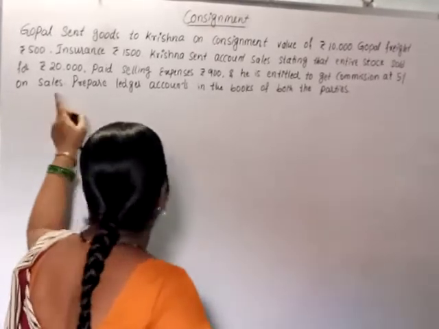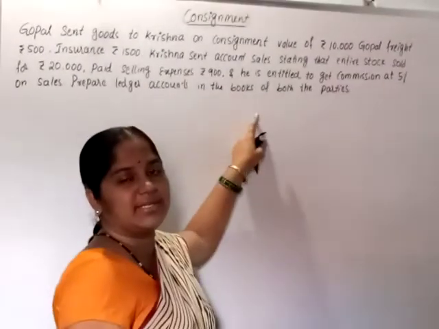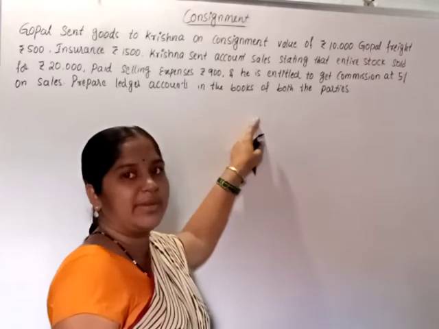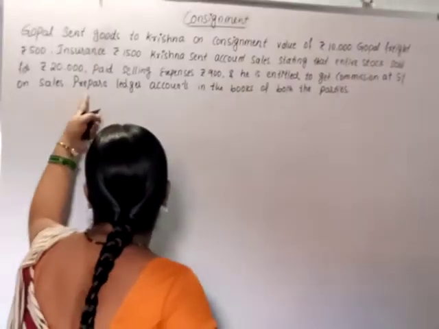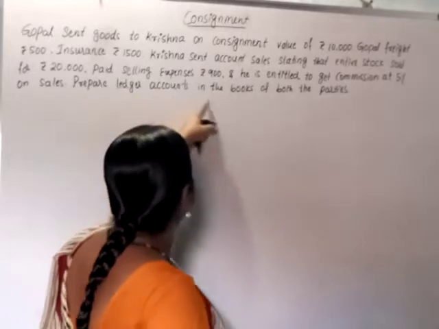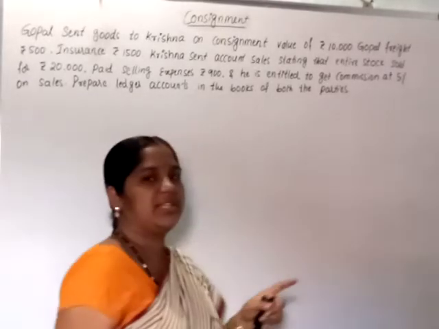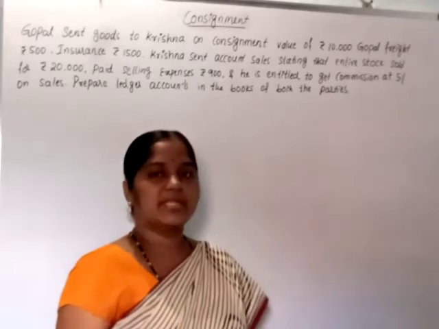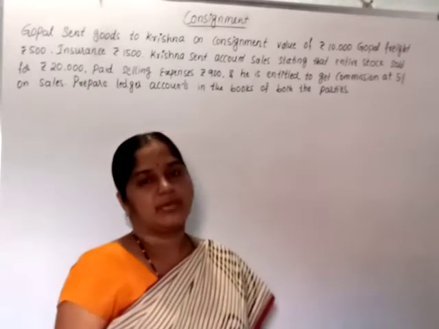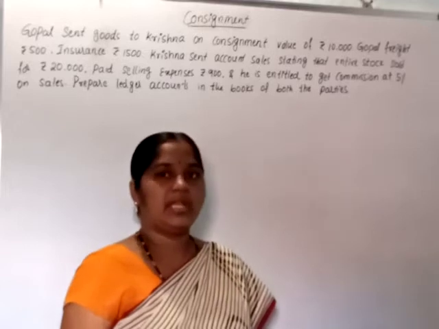Next, what is the sales value? On that sales value apply the 5% commission. And next, prepare the ledger accounts in the books of both the parties. He is asking you to prepare the ledger accounts in the books of both parties, means in the books of the consignor and in the books of the consignee.